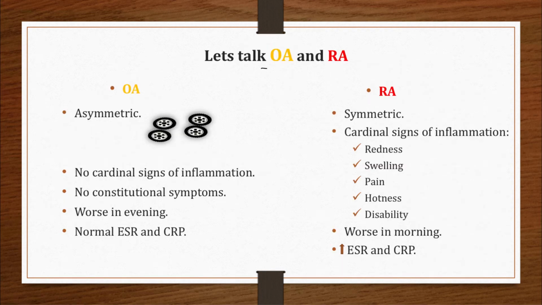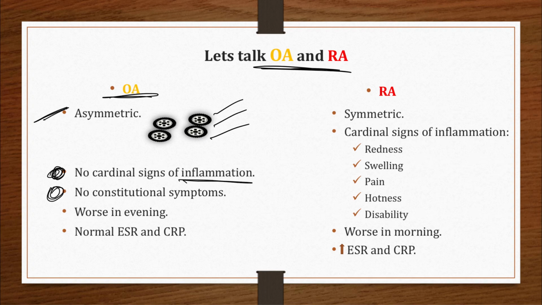Let's talk osteoarthritis and rheumatoid arthritis put together. So osteoarthritis, as you know, is a chronic non-inflammatory asymmetric type of arthritis. Remember the localized biomechanical wear and tear problem. Also, patient will come with no cardinal signs of inflammation because this is non-inflammatory type. No constitutional symptom because this is not a systemic disease, and worse in the evening with use. And patient will have normal ESR and CRP levels. Where rheumatoid arthritis is systemic, symmetric, with cardinal signs of inflammation, worse in the morning, also with elevated levels of ESR and CRP.